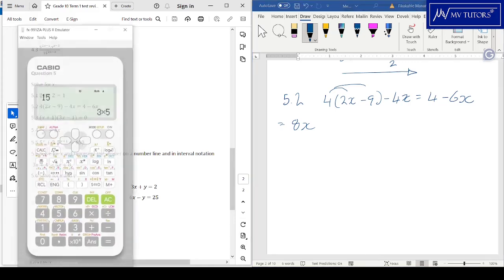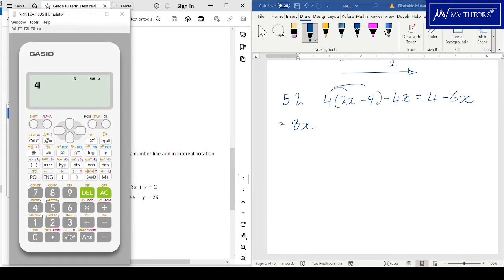And then 4 times 9. Ooh, I need a calculator. What's 4 times 9? Come on, calculator. 4 times 9 is 36. So it's minus 36. And then I've got minus 4x. Everything else stays the same. It's equal to 4 minus 6x. Okay, I don't need this equal sign. Okay, variables on one side. I've got 8. I suggest you put this in a calculator.